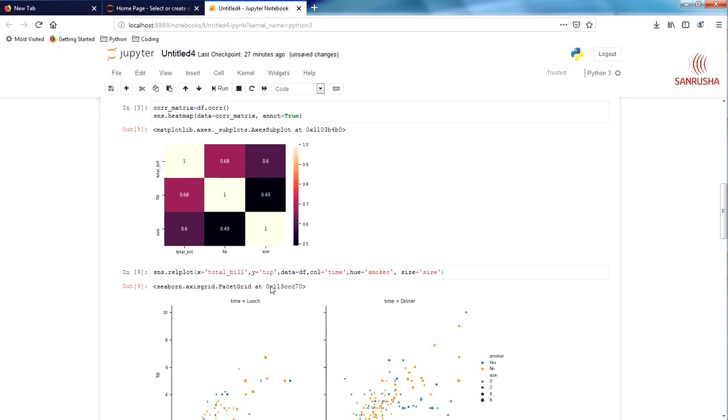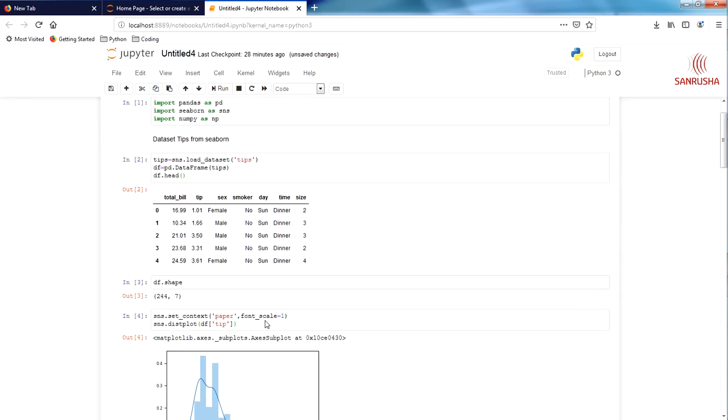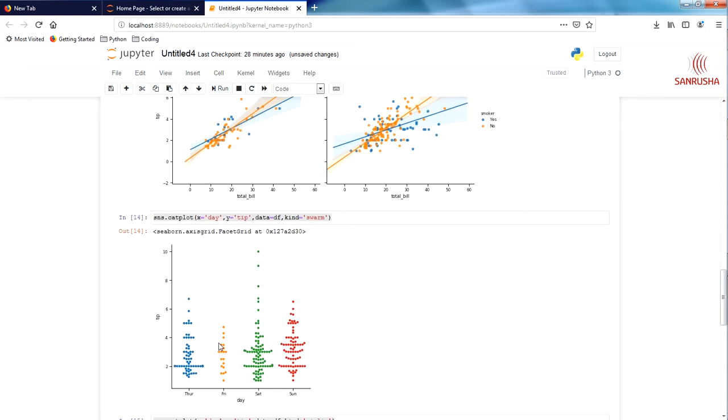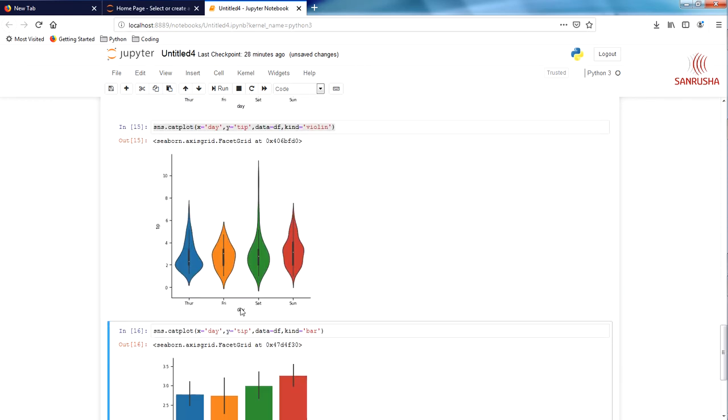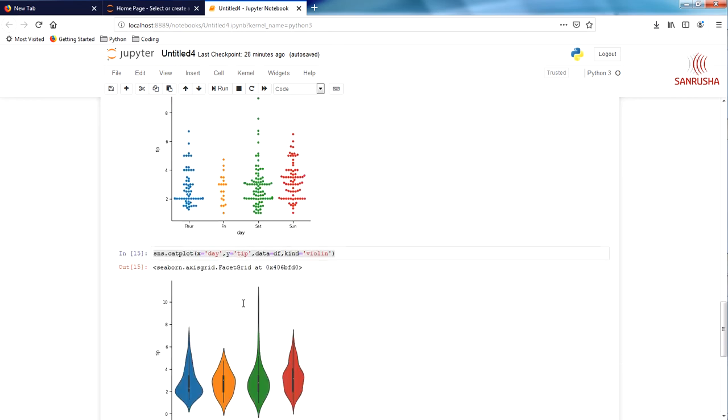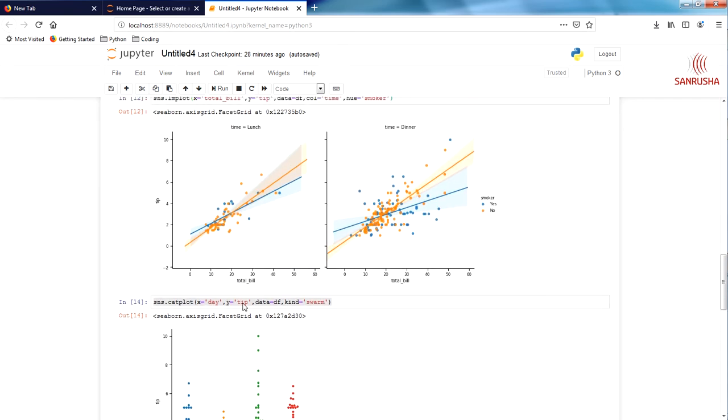Seaborn is a very good library when it comes to data exploration. There are several such methods available using which you can visualize your data and you can get insight into it. So before you start applying algorithms and training your model and all, this helps you understand the data.